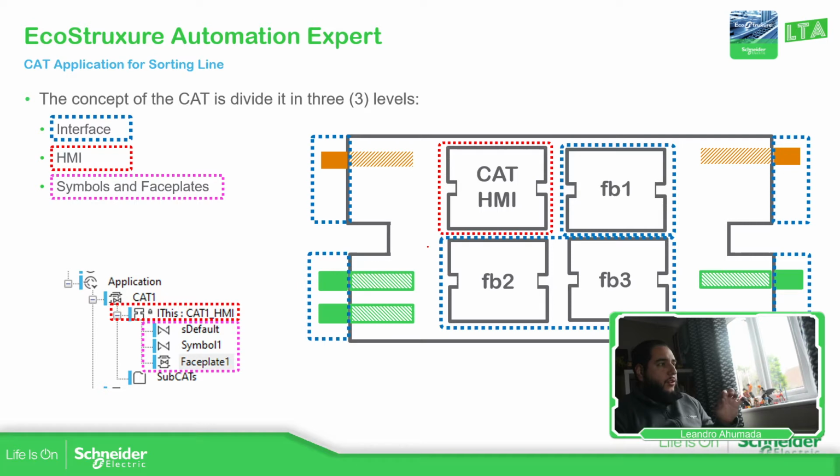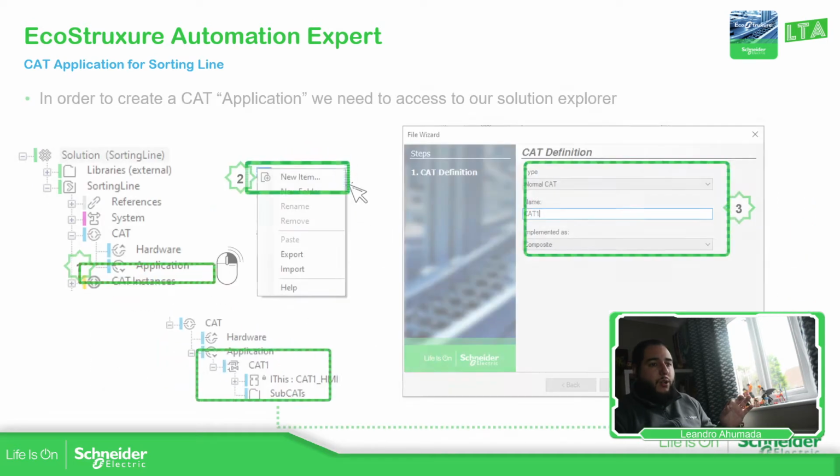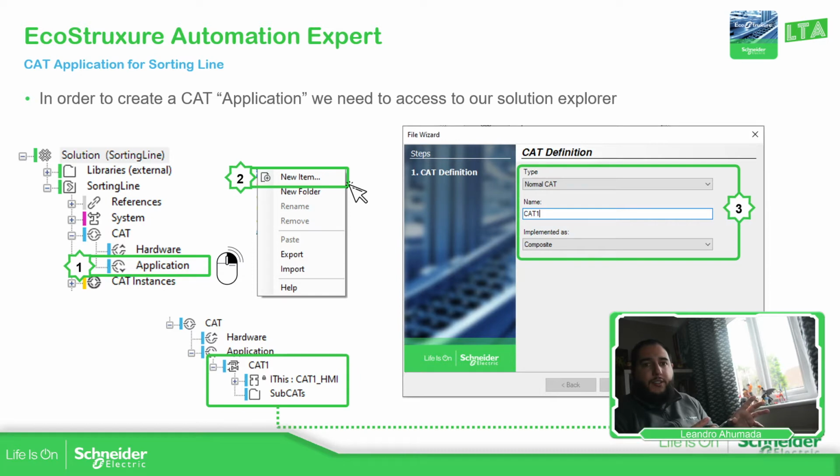In order to see this much better, it's going to be better if we create a CAT and see the different elements. To create a CAT application, we just right click on the application and select new item. In this particular case there are different types, but we just select normal and composite. Then we just finish, and we should see that it creates the CAT with the name that we have defined, and also these identification IDs, which are linked to the HMI part.